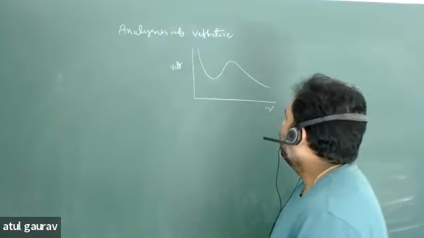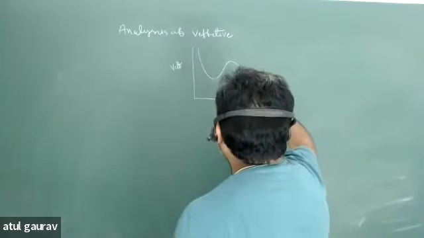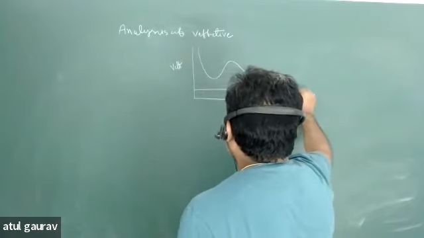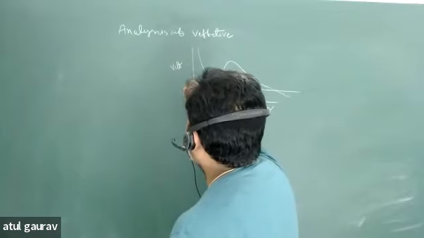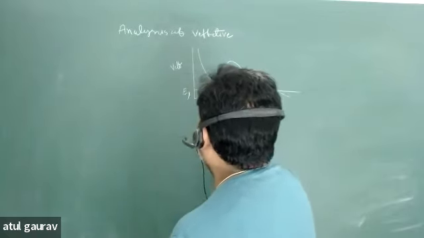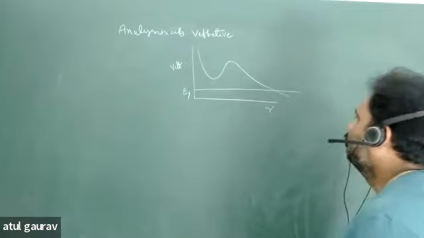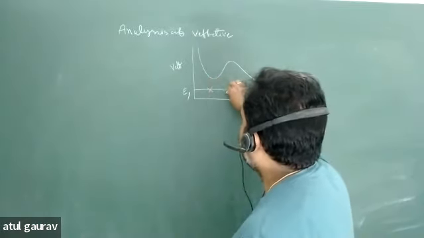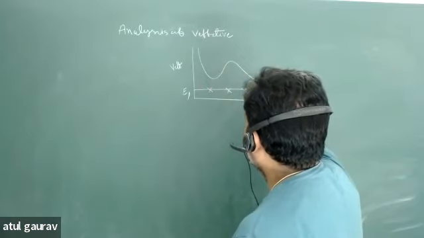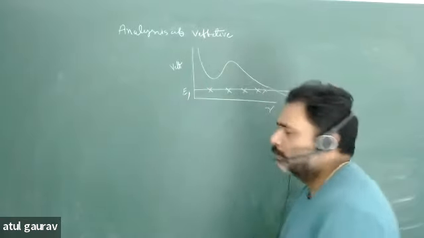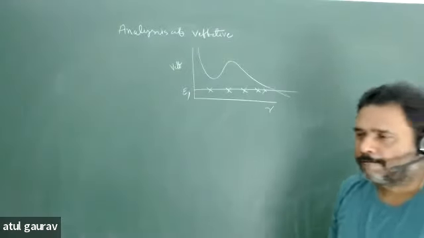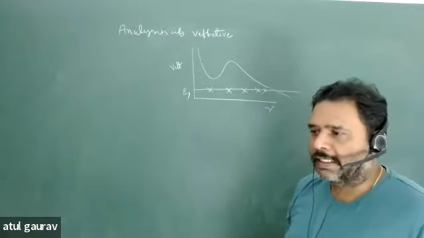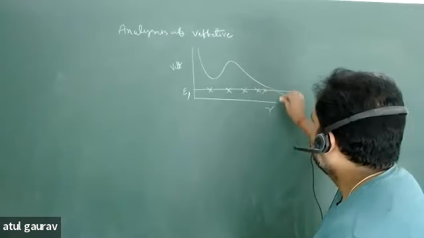And suppose we have this much of energy. Suppose my particle has this much of energy. Let's say this energy is E1. This region is what? Classically forbidden region. Everyone is comfortable? Yes or no? Yes, sir. Total energy is less than potential energy, so it is a classically forbidden region.